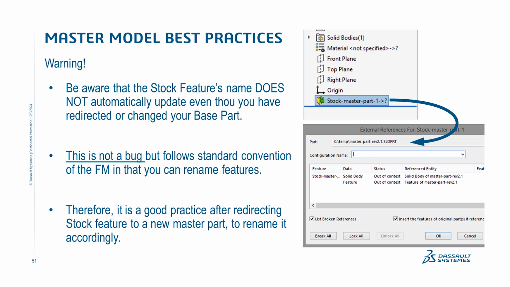Just be aware of this: if you're renaming your master file, especially if you're in a PDM system where you reassign it to a number or something, make sure that you update the name too in your derived part that is pointing to the right one. You'll see the difference here. If you do external references on that stock feature, you can see that the actual part name is different from the stock name in your tree.